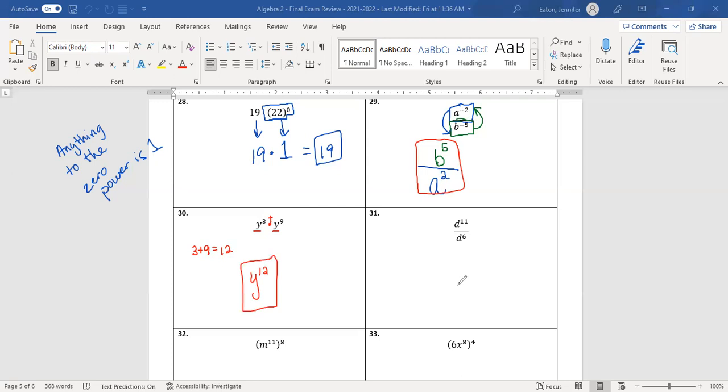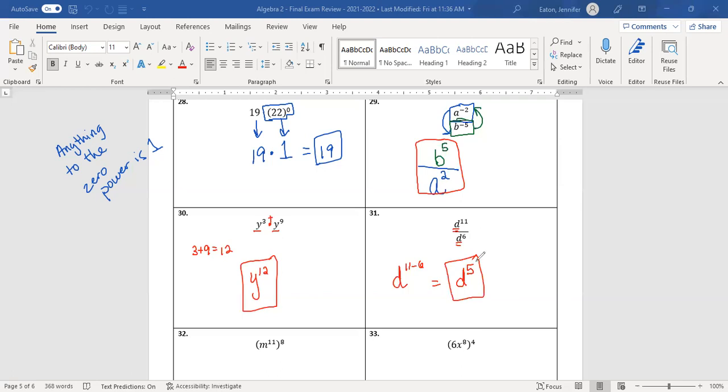In that same vein, if we divide like bases, we subtract the top exponent minus the bottom exponent. So in this case, we have d as the base in the numerator and d as the base in the denominator. They are the same base that is dividing. So we can say d to the top exponent minus the bottom exponent. 11 minus 6 is 5, so we get d to the 5th power.